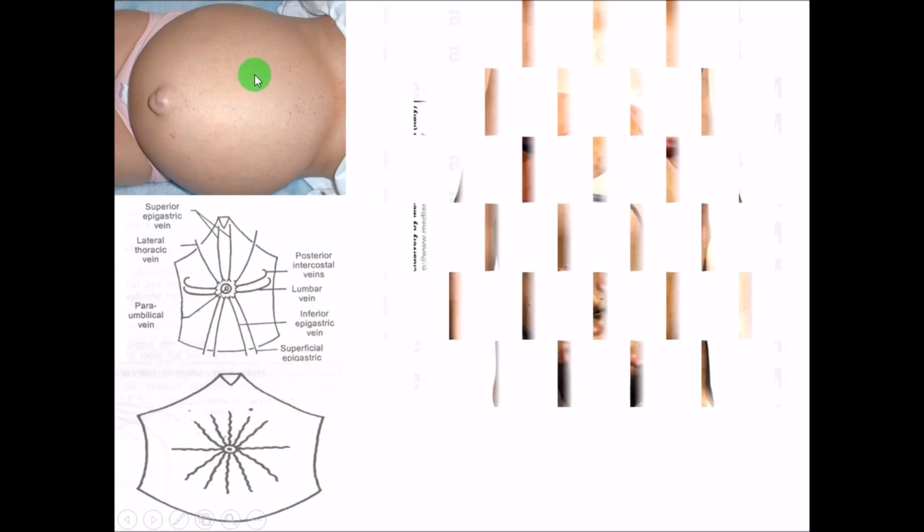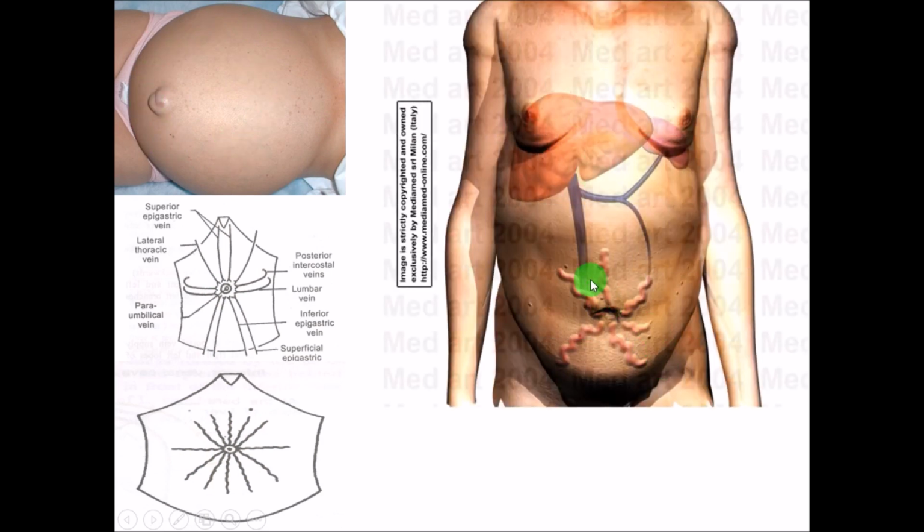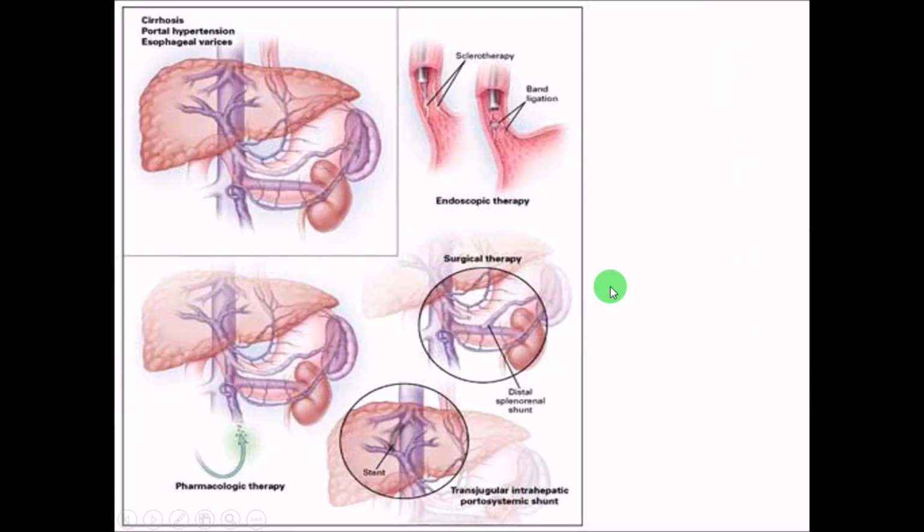Then it also leads to ascites. This is how ascites will look, with swelling in the belly filled with fluids. So this is the condition where there will be caput medusae. Around the umbilicus there are spokes of veins. So this is called caput medusae.